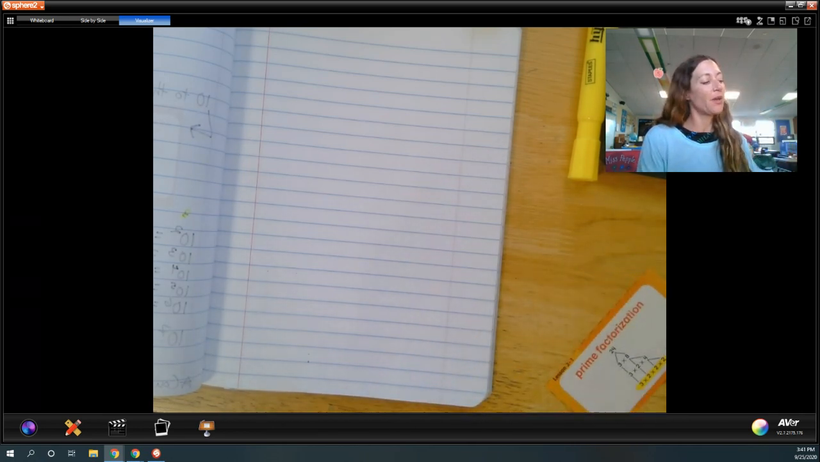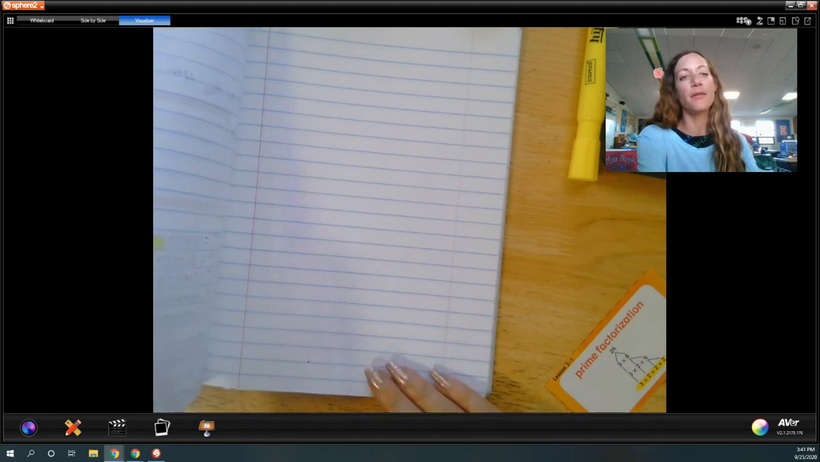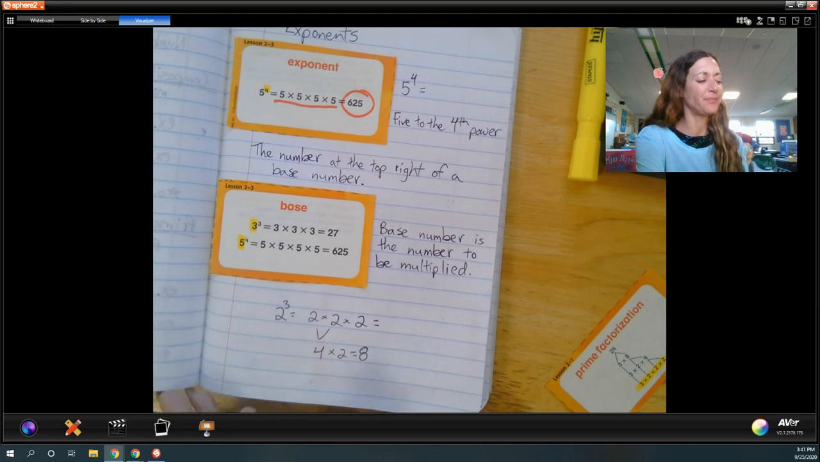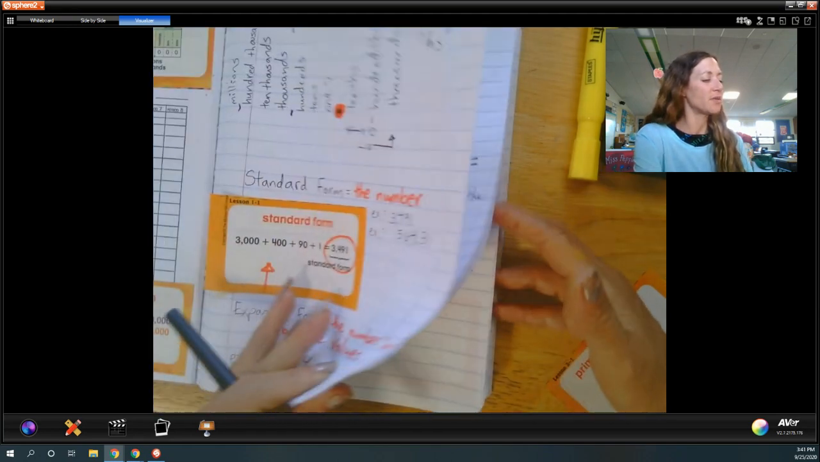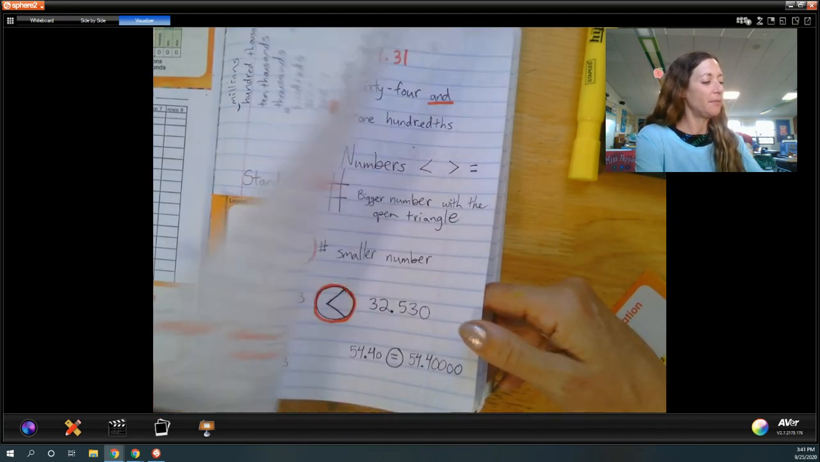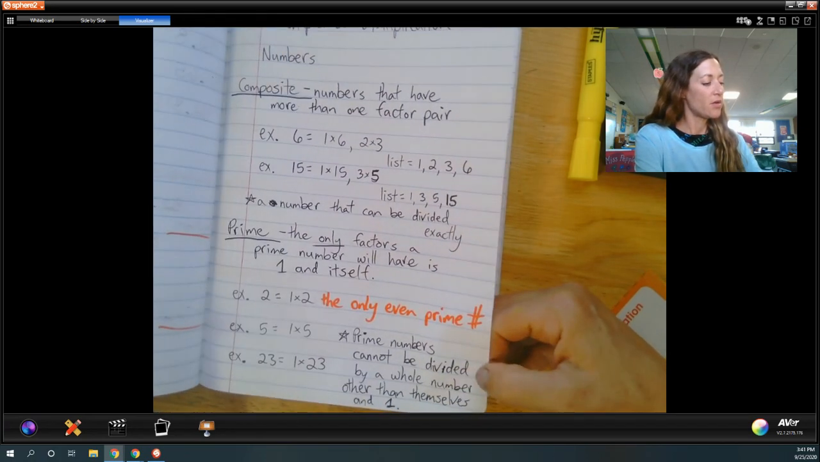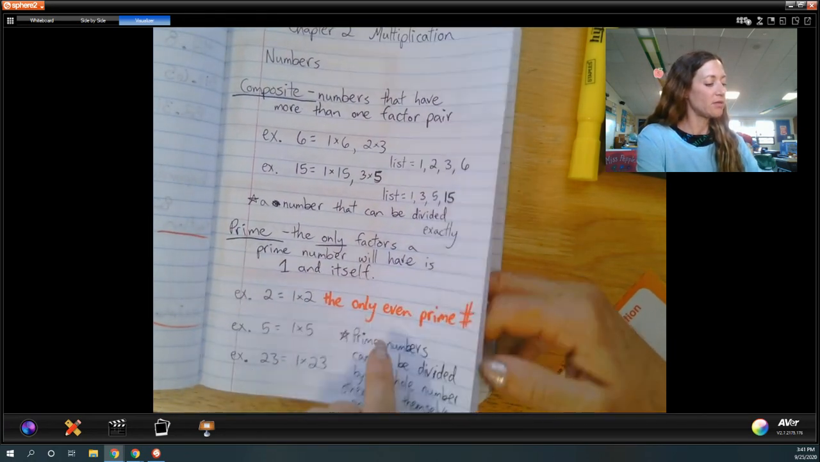Today we're going to do some notes on prime factorization. And you might be thinking, we already took notes on prime numbers, Miss Pepley. That we did, but we need to be specific on prime factorization. Okay, so that's the only thing we're going to take notes on.